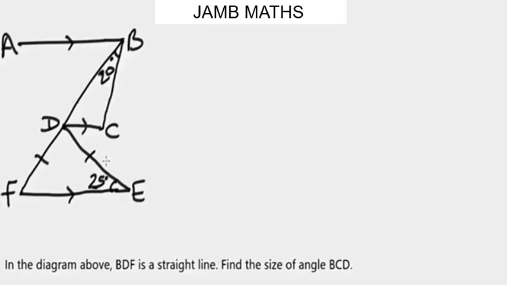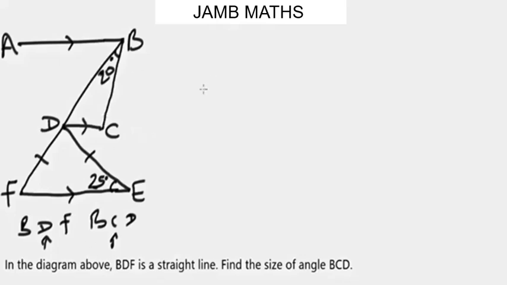Now this is the BDF. So we have BDF to be a straight line. We're looking for the size of angle BCD. Now when they say BDF, they're referring to the angle in the middle. When they say BCD, they are referring to the angle in the middle, which is angle C. Just like in this question, we want to find the angle here, angle C. Now just take note of this.